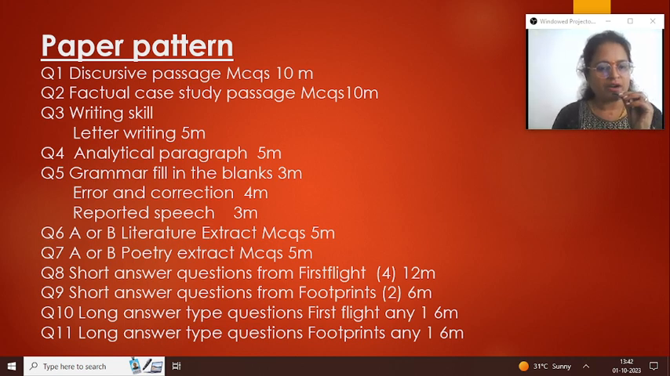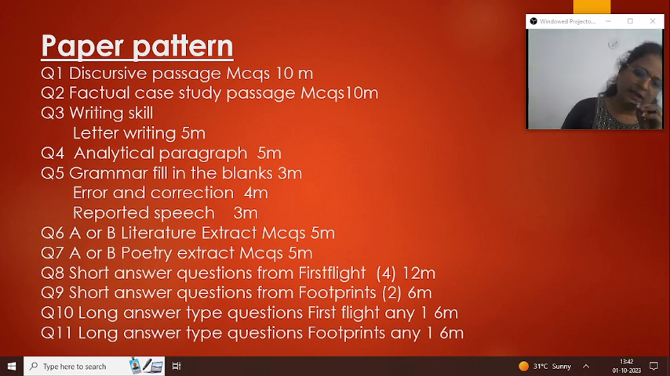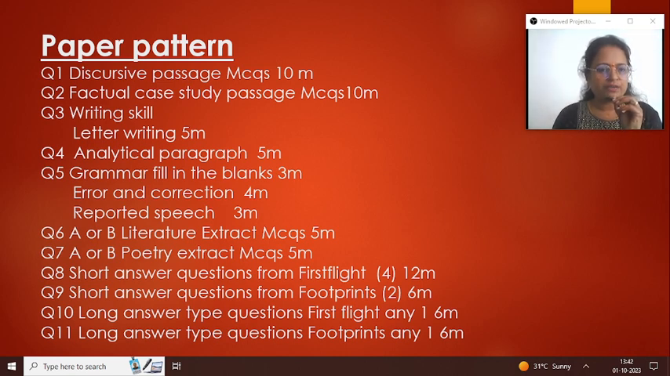Question number 8 is short answer type questions from First Flight. They give you 6 questions, and out of them you will have to answer any 4. Each question carries 3 marks, which will be 12 marks. Then question number 9 will be short answer questions from Footprints, your reader book, where they'll give you 4 questions and you'll have to answer any 2. It will be for 6 marks, 3 marks each.